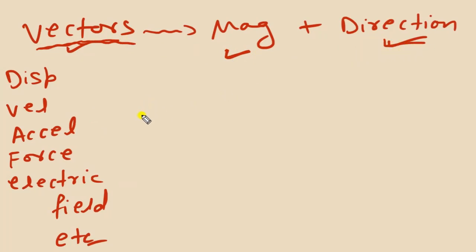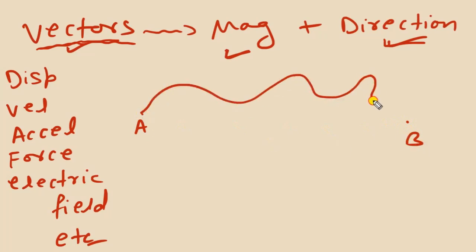Let's say you started from a point A to reach a point B following some random path like this. If I ask you, what is your displacement? Your answer would be the length of this line, this dotted line, is my displacement. But it's not true. Displacement is a vector quantity. And when you say that the length of this line segment AB is your displacement, you are only talking about the magnitude of your displacement.